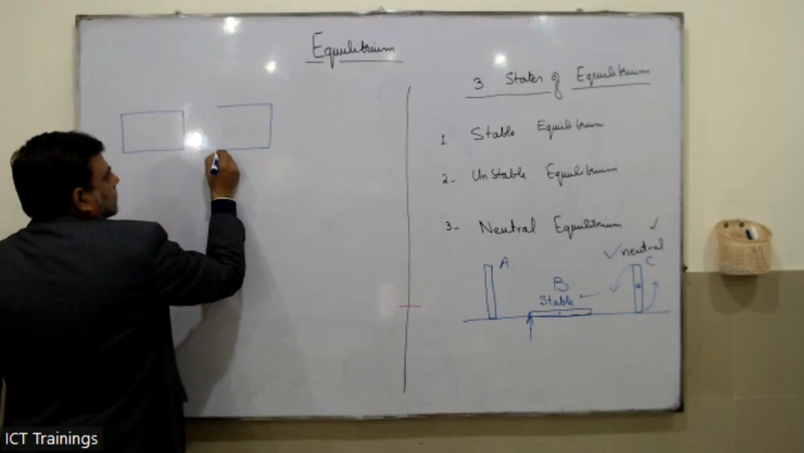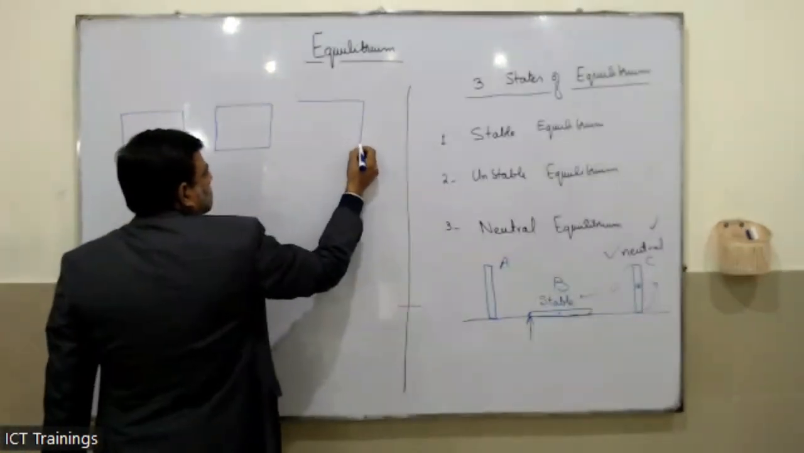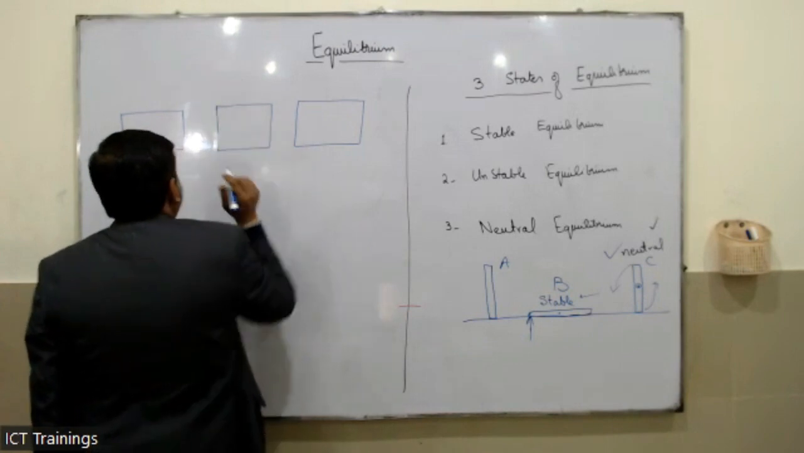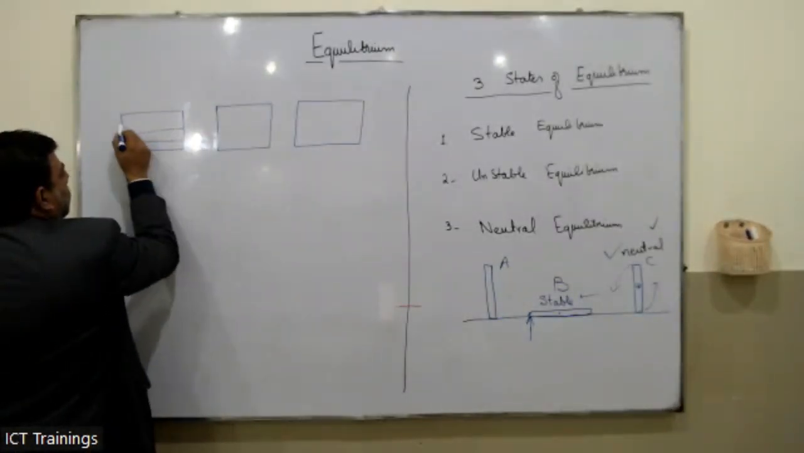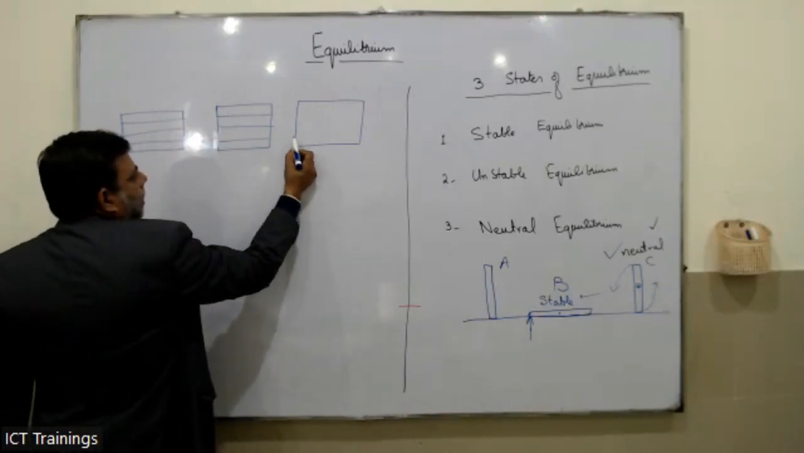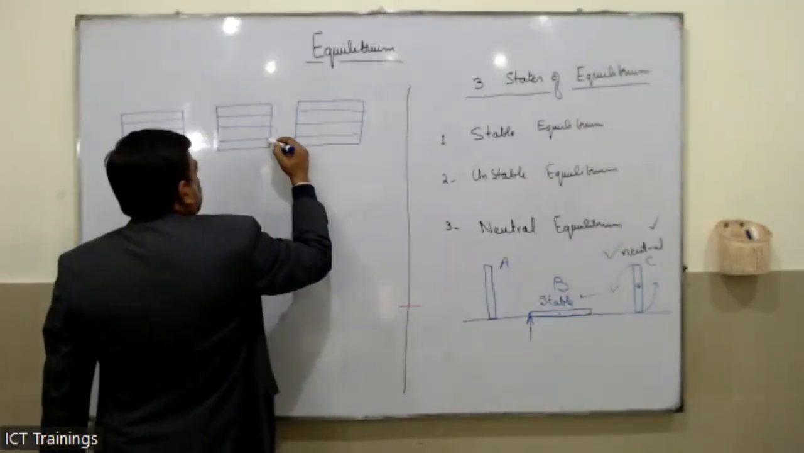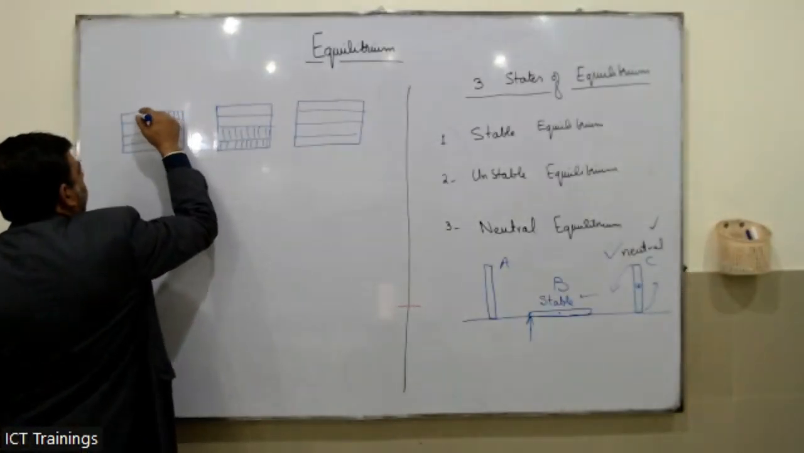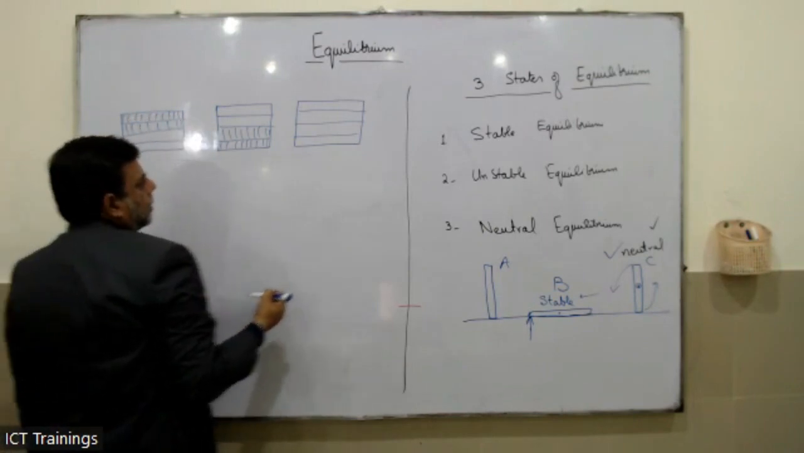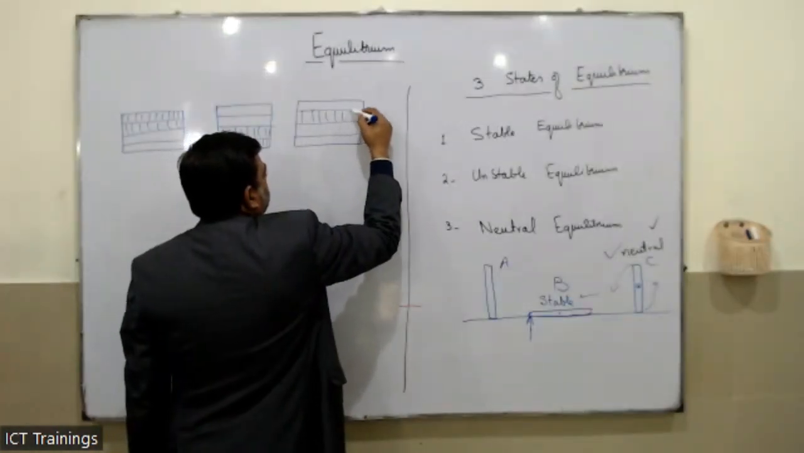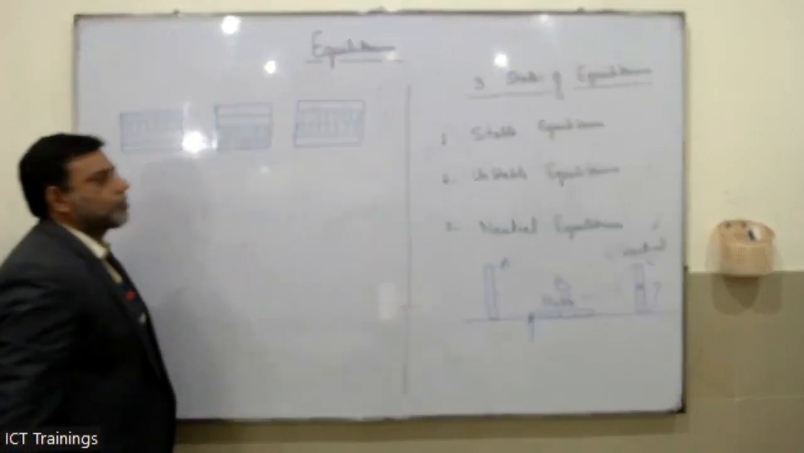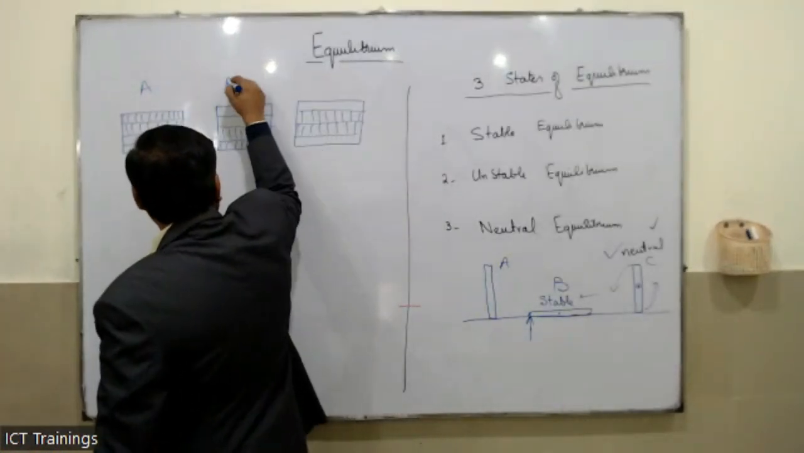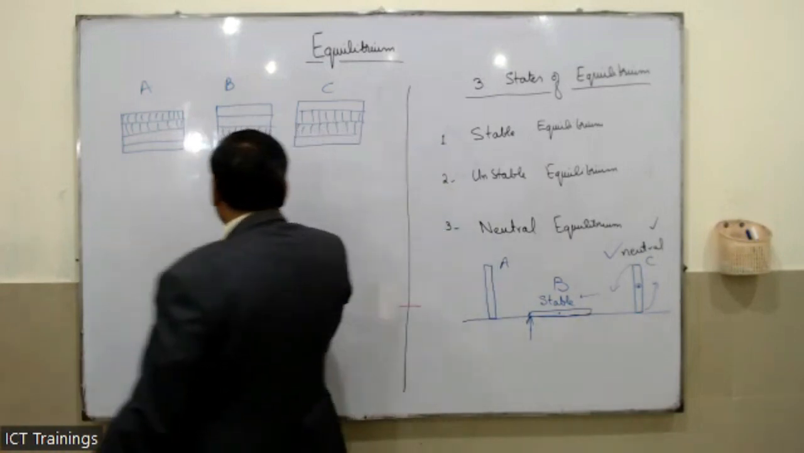3 shelves. In this one, books are kept on this side. In this one, on this side. And in this one, on this side. Which one of them is in stable equilibrium? A, B, or C? Think carefully. Stable.